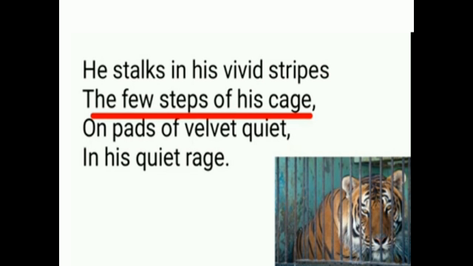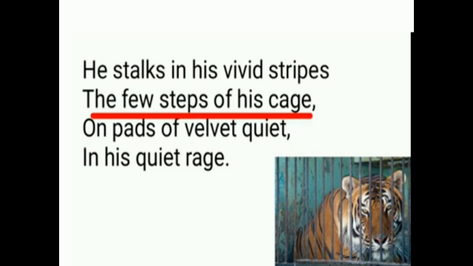Now, stalks means what? Walks with a stiff, haughty or angry gait. Stripes, long, narrow bands. Velvet, smooth like the surface of a velvet. Now, rage means violent. Vivid means very clear.